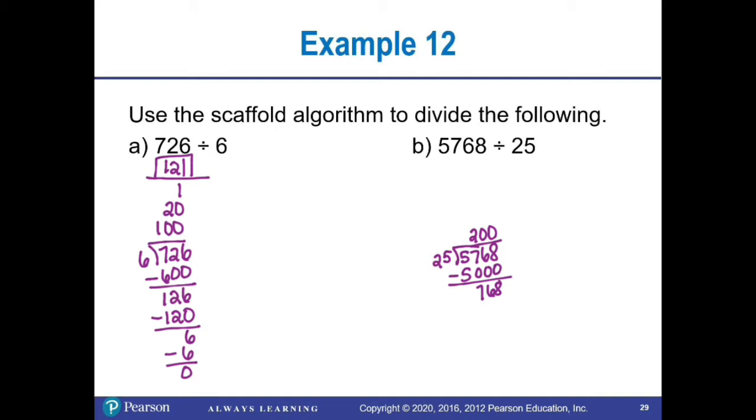Then I start thinking about my groups of 10. So 10 25s is 250. 20 25s is 500. 30 25s is 750. So I take away 750, or 30 25s. That leaves me with 18. Well, I can't take away any more groups of 25s. And so notice my scaffold on top of my division symbol gives me 230. And here I have a remainder of 18.